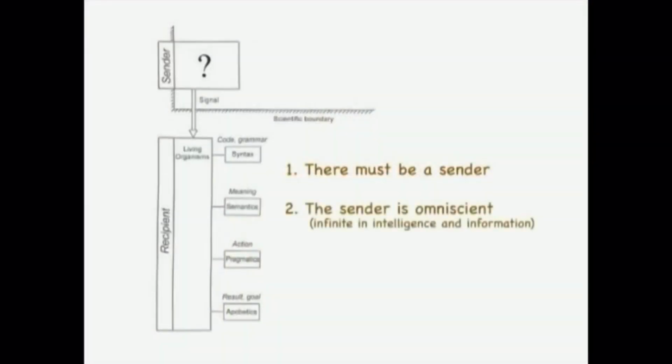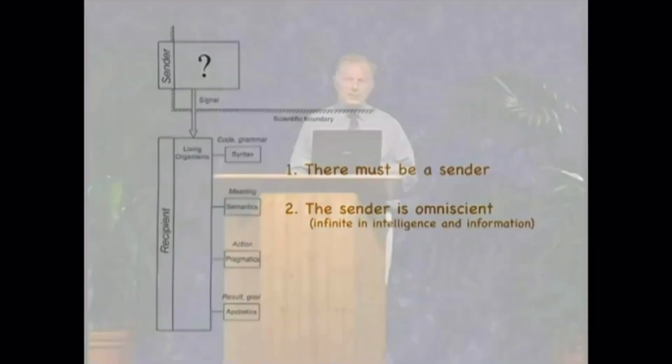So we can make the second conclusion about the sender. The sender is omniscient. He is infinite in intelligence and information. We can make another conclusion which is very important. Because he knows everything, we can say he knows everything at the moment. But he also must know everything in the past.